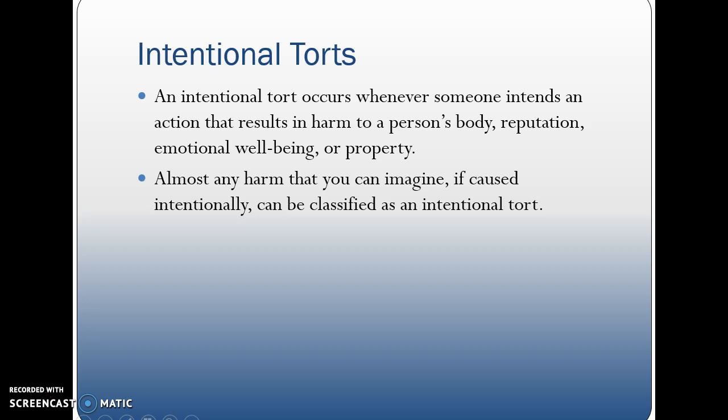I have been wronged by this company, but it is not a lawsuit on behalf of society, which is what criminal is. So when we refer to torts, we have intentional torts, negligence, and strict liability. So I'm going to begin with intentional torts.